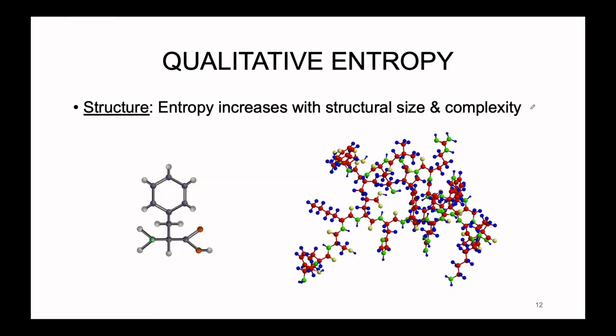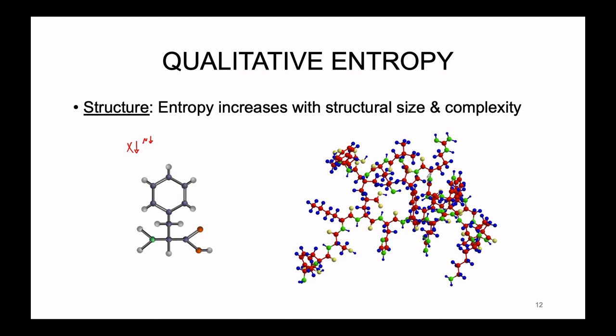And last but not least, we can talk about structure. Specifically, we're going to be looking at the structures of molecules here. Observationally, the entropy of a structure is going to increase with the size and complexity of the structure. So for example, on the left, we have a smaller molecule. It has a lower range of motion, and it has a lower number of particles inside. So our X is going to be lower, and our N is going to be lower than the example on the right.